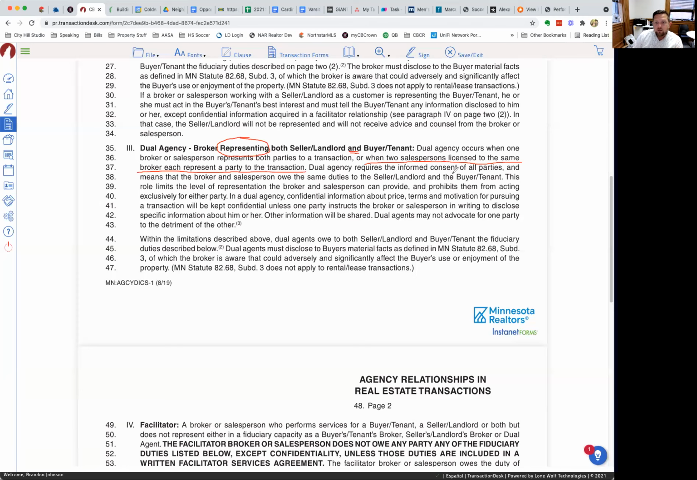So that's where we have those conversations and make sure that you know that the consent, the informed consent, which means signatures, right?